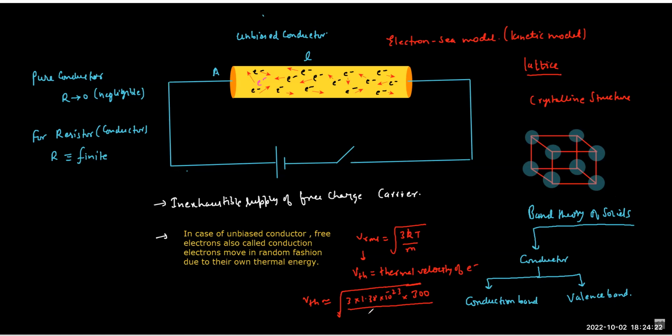And now let's put the mass. Mass is how much? 9.1 times 10 to the power minus 31 kg, because we are talking about electrons, not gases. Roughly, if you solve this, the rough estimate turns out to be 10 to the power 5 meter per second. So you can imagine that a free electron is actually moving too fast.